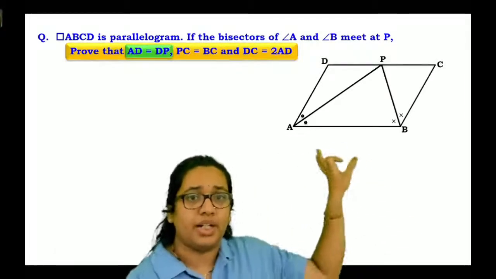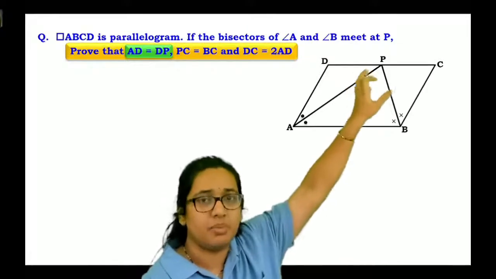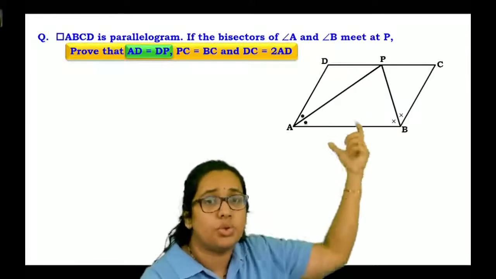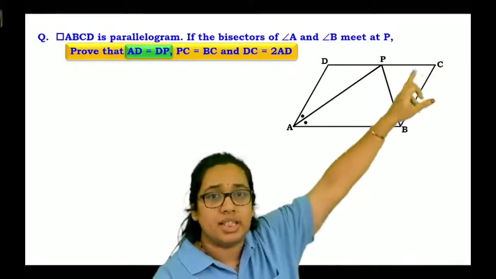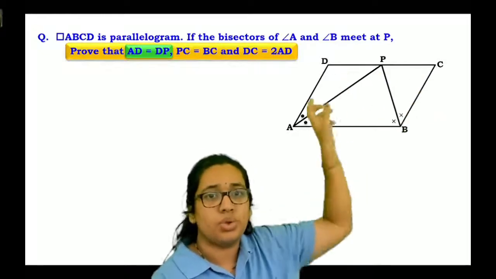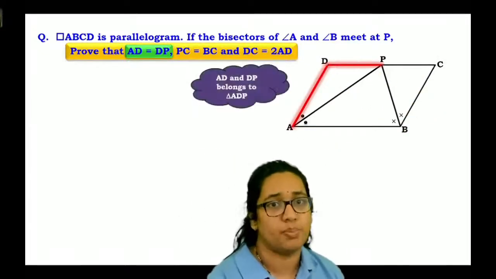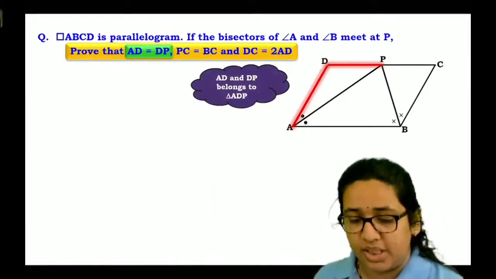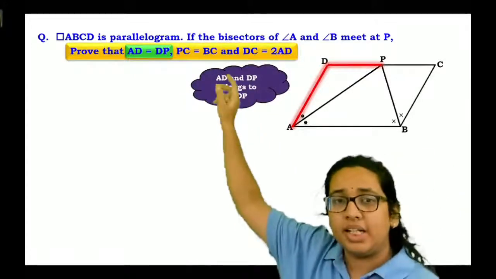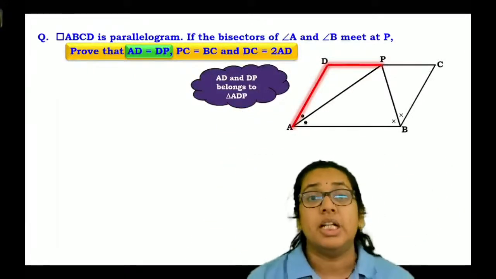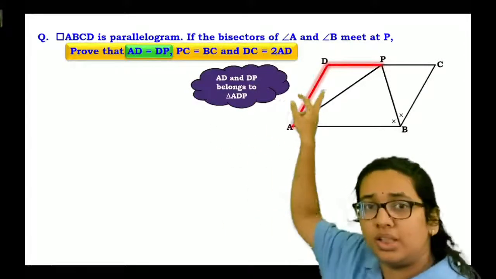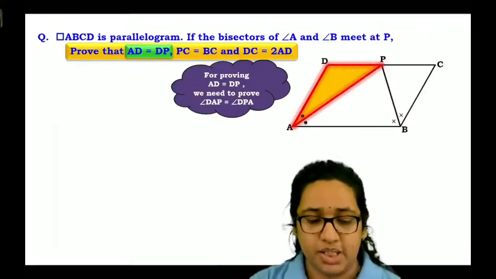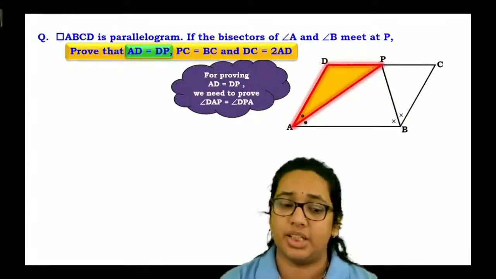Now, next, we have to prove that AD and DP are the same, PC and BC are the same, as well as DC equals 2 times AD. This is what you have to do. Is this understandable? So first, what you were getting at the start, which is AD and DP, you have to check in which triangle you will get these two sides. We know that AD and DP belong to the triangle ADP.